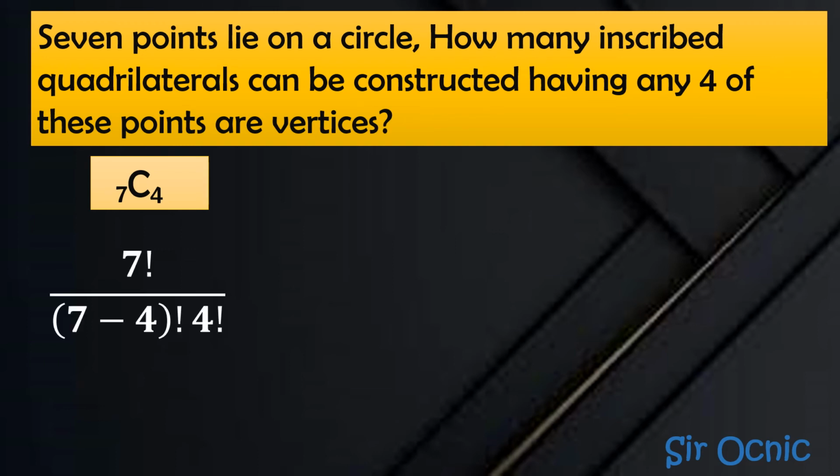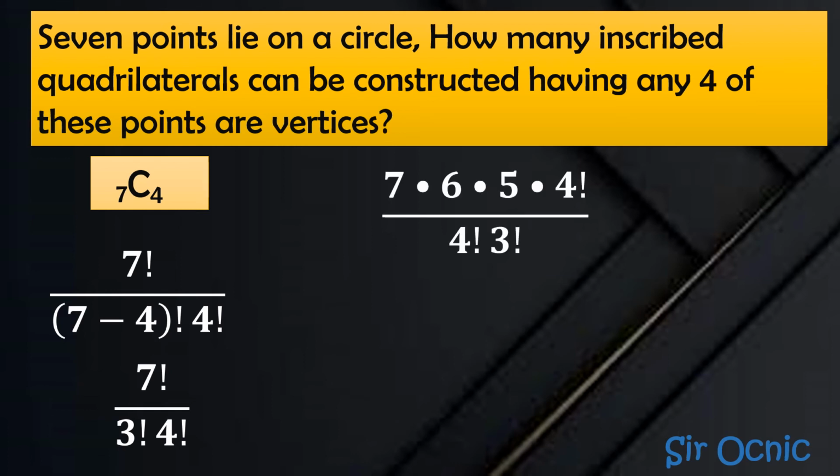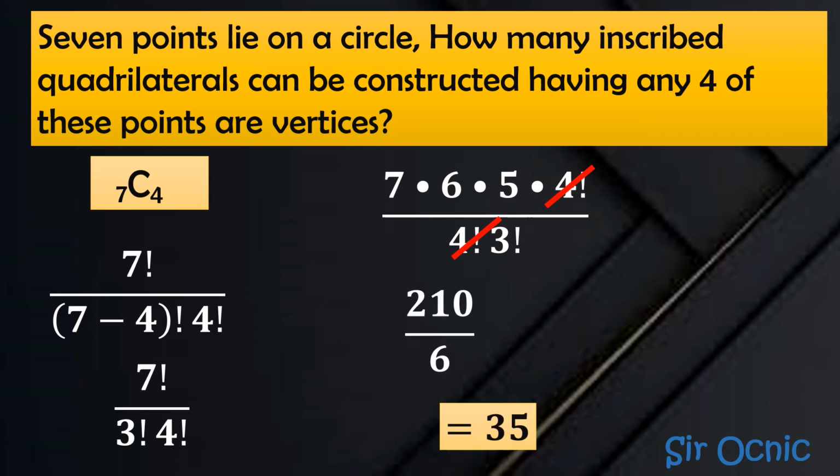7C4 is equal to 7 factorial all over 7 minus 4 factorial times 4 factorial, or simply 7 factorial over 3 factorial times 4 factorial. Expanding the numerator, we will have 7 times 6 times 5 times 4 factorial all over 4 factorial times 3 factorial. Cancelling the common factor, which is 4 factorial, and simplifying the numerator and the denominator, we will arrive at 210 all over 6, or simply 35.